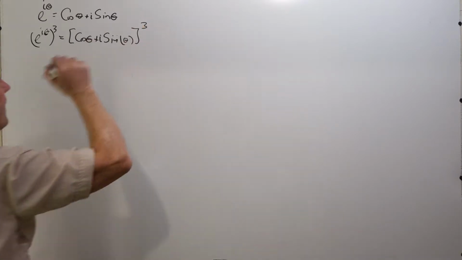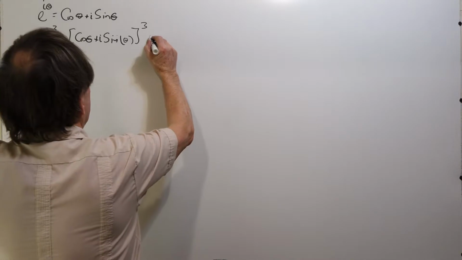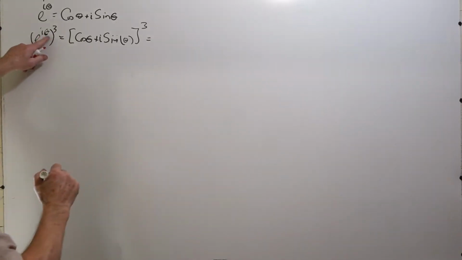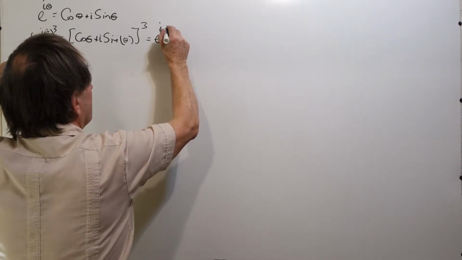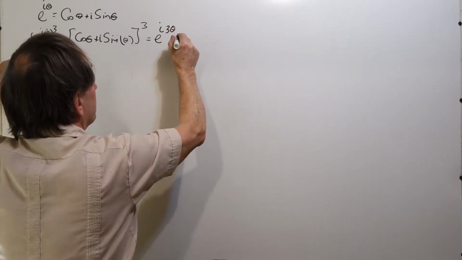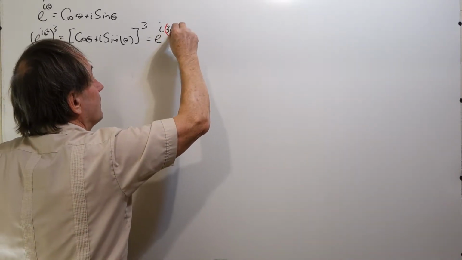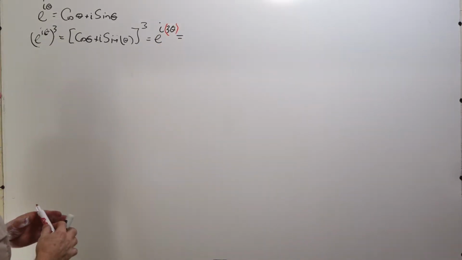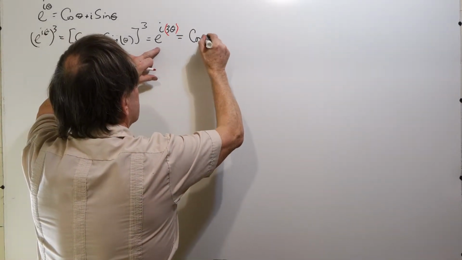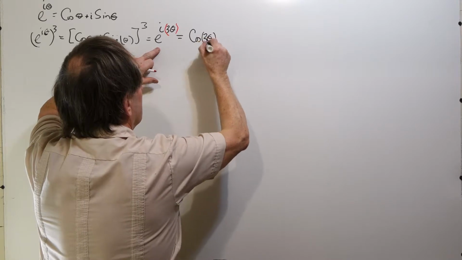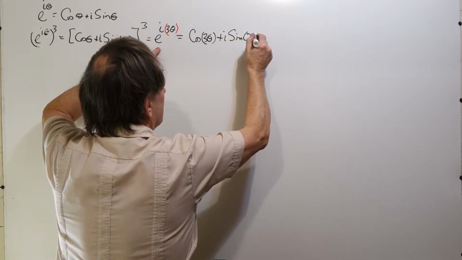to the third power. But we know from the property of exponents that (e to the i theta) to the third power is e to the i 3 theta. Now this is a new angle that we can put into Euler's identity. e to the i 3 theta is cosine 3 theta plus i times the sine of 3 theta.